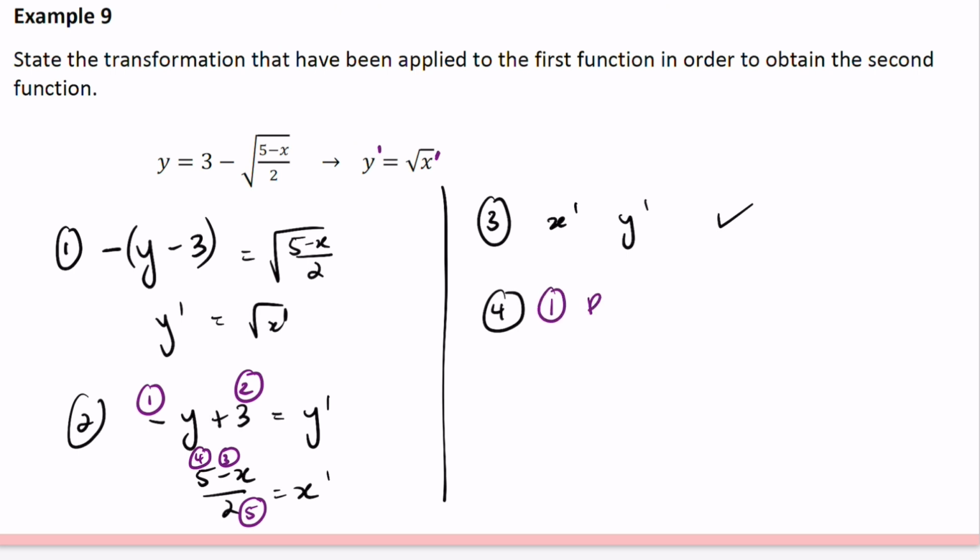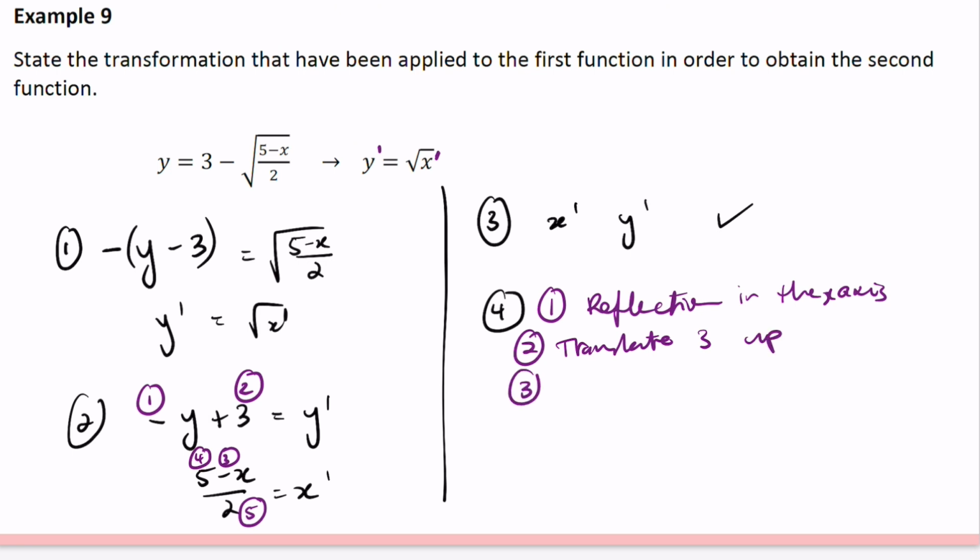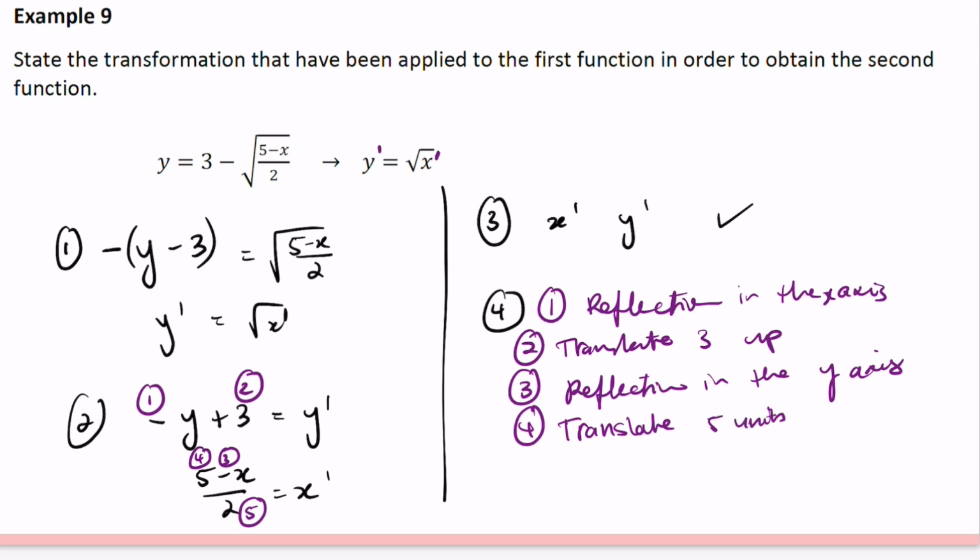Okay, so 1, we've got a reflection in the x-axis. 2, translate 3 up. 3, then we've got a reflection in the y-axis. 4, we've then got a translate, that was written a bit funny, let's try that again. 5 units to the right.